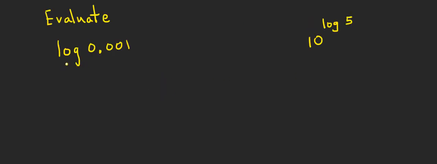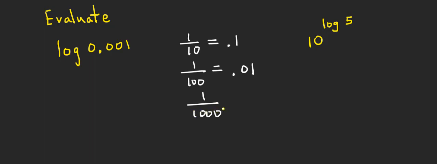Let's evaluate log of 0.001. And notice there's an invisible base 10. Now before we do that, let's review decimals. If you have 1 over 10, that's the same thing as 0.1. What about 1 over 100? That's the same thing as 0.01. And 1 over 1,000 is 0.001, and so forth. This is basic math that you need to remember.